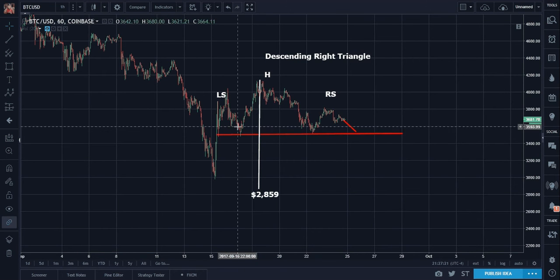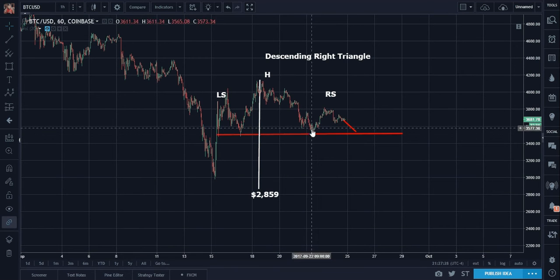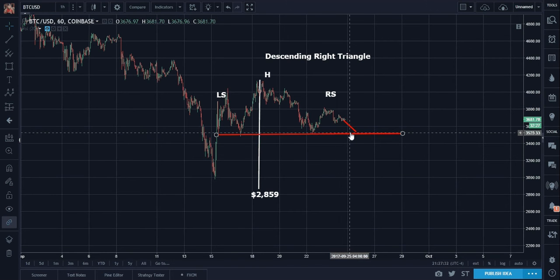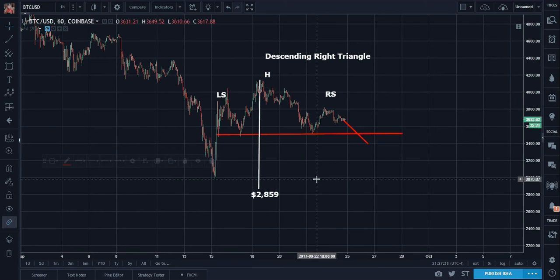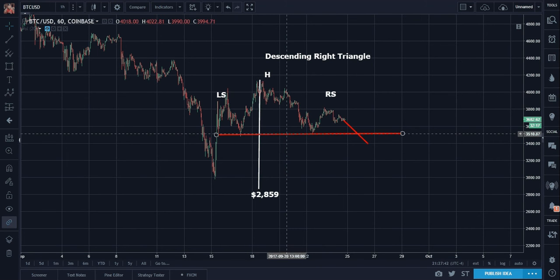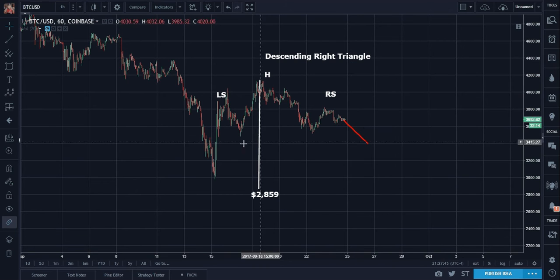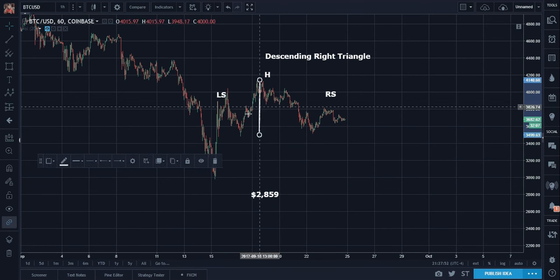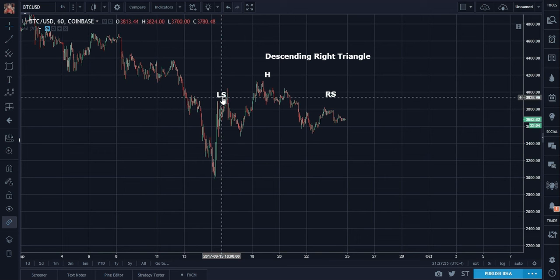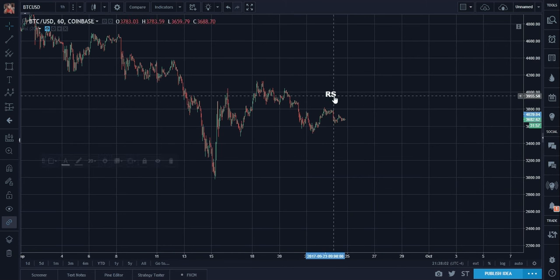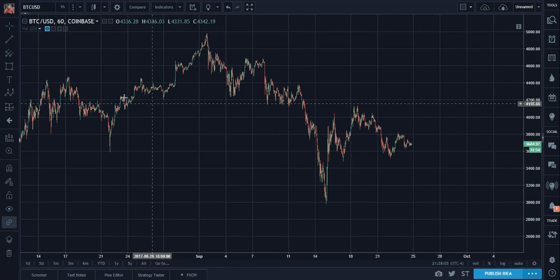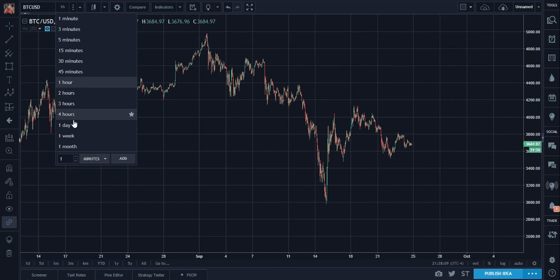We have a head and shoulders, left shoulder, head, right shoulder that should finish. Once it touches the neckline, it's complete. Once it exceeds the neckline, it's confirmed. That's giving a minimum target of 2859. And where the price is right now, I always like to turn everything off, clear everything, and go back in scale to the daily.